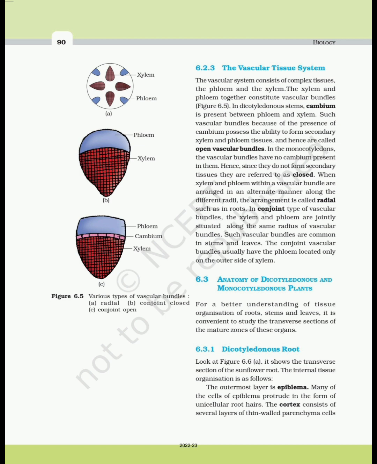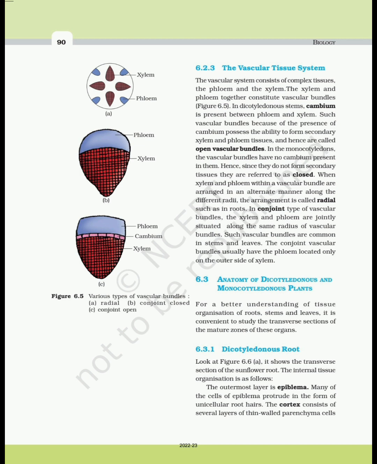In the monocotyledons, the vascular bundles have no cambium present in them. Hence, since they do not form secondary tissues, they are referred to as closed. When xylem and phloem within a vascular bundle are arranged in an alternate manner along the different radii, the arrangement is called radial, such as in roots. In conjoint type of vascular bundles, the xylem and phloem are jointly situated along the same radius of the vascular bundle. Such vascular bundles are common in stems and leaves. The conjoint vascular bundles usually have the phloem located only on the outer side of xylem.